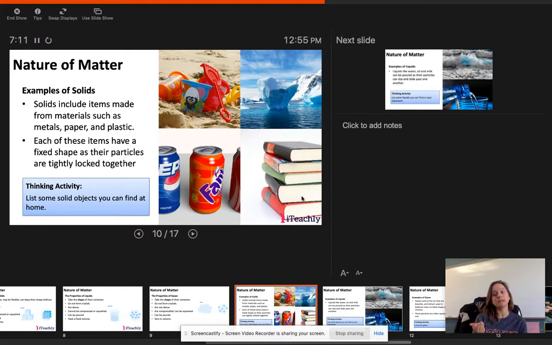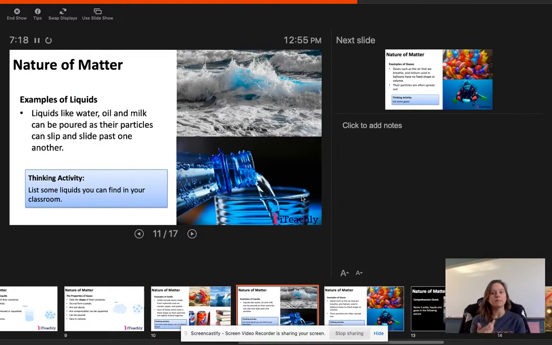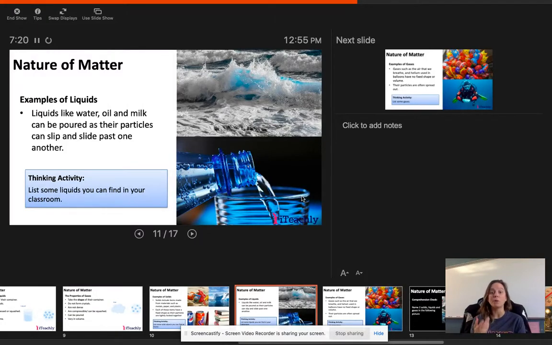So what kind of solids do you think of when you think of the word solid? Then liquids. Examples of liquids: we usually think of water, but oil's a liquid, milk's a liquid, your pop. Now, pop does have gas in it, and how do we know that? We open up the pop and you can hear the fizz. The fizz is the release of the gas. When we say a pop goes flat, what's happened? The gas has escaped, and so we're just left with the liquid.